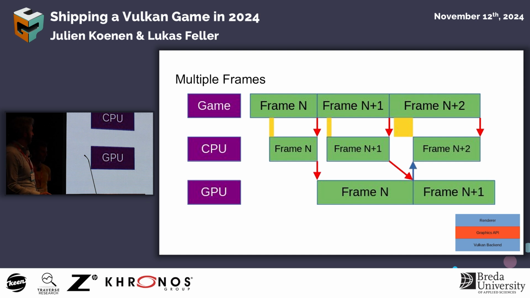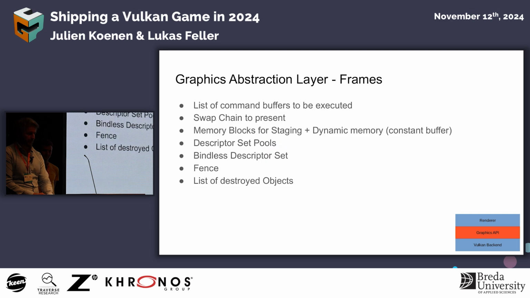So that means we just have a single fence for each frame, wait for that, and then we know all resources that got destroyed in this frame are actually not used anymore, we can just free all of them. There's quite a bit of resources that we store in there. So all the descriptor set pools, all the command buffer pools, the memory blocks for staging, dynamic memory for the constant buffers, all of these are tied to a frame, which makes it pretty simple and practical for us to work with.